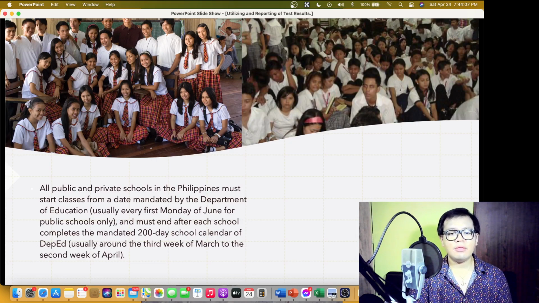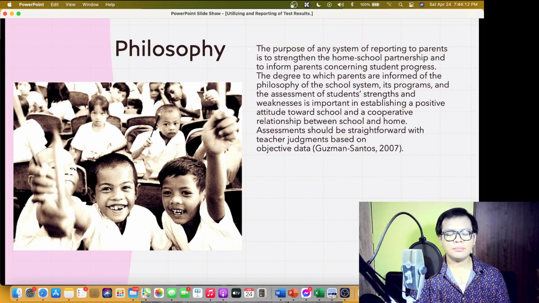So usually around the third week of March to the second week of April. Talking about philosophy, according to Guzman Santos in 2017, one of the philosophies of the educational system here in the Philippines is its purpose of any system of reporting to parents, its trend toward home-based partnership, and to inform parents concerning students' progress.